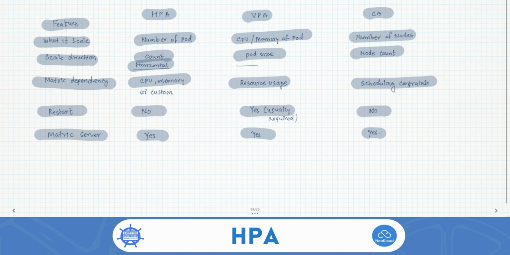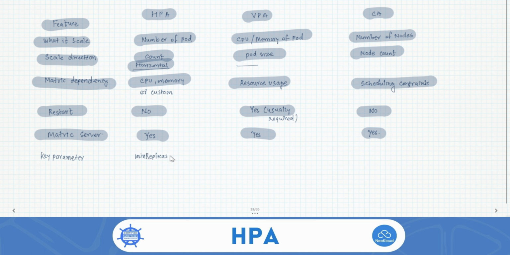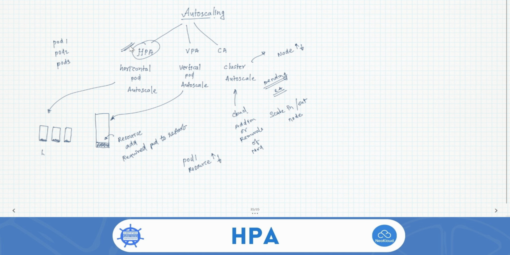Metrics server, yes, required for all. There are many things. Here one more thing, key parameters: min replicas, max replicas, and metrics. For example, you can use CPU utilization or custom metrics. For VPA, update policy, target reference, CPU and memory resource requests based on pod scheduling. Great.